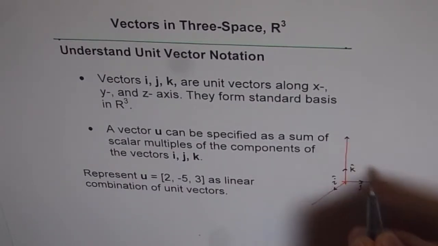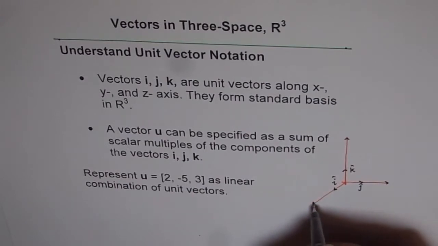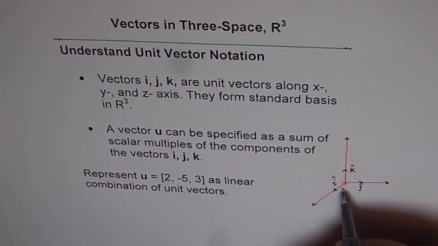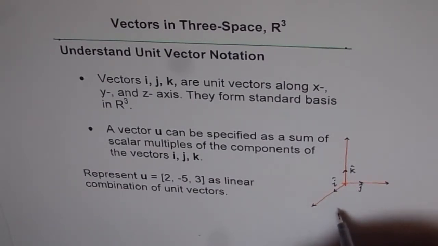Now these unit vectors are always perpendicular to one another, right? Because you can see the axes are also perpendicular to one another. And in R3, we can represent any vector using a combination of these. That is, as a linear combination of these. So this is what helps us to represent a vector in R3.